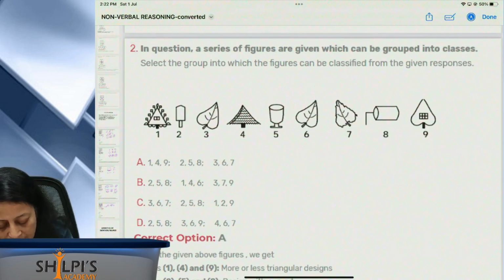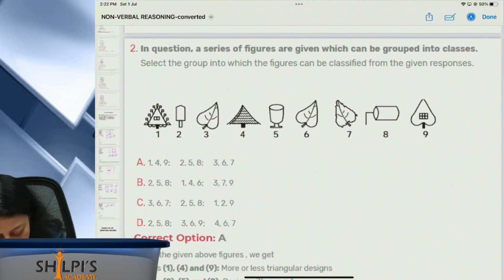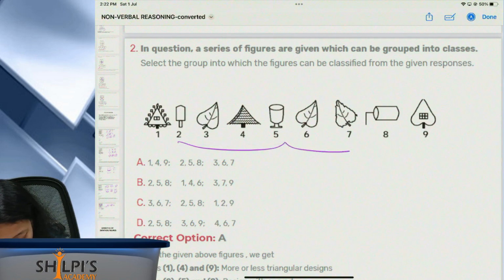Now in the question, a series of figures are given which could be grouped. We can see that they have given options like leaves and something like cylinders. So 2, 5 and 8, they are cylinder shaped. So 2, 5, 8 are cylinders, all of them. They have given 2, 5, 8.